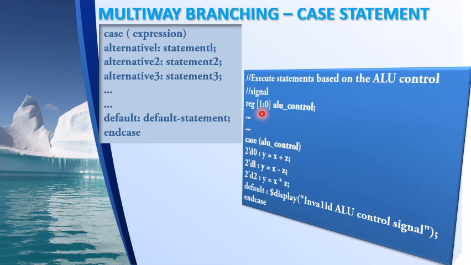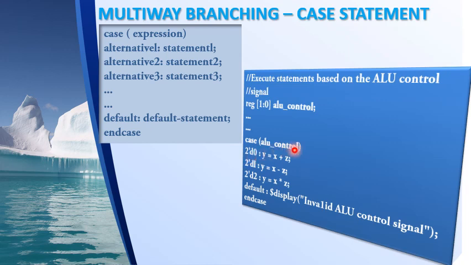That's why I have declared ALU control as a 2-bit vector. It's a register type data and it's a 2-bit vector, 1 down to 0, ALU control. Now I can check whether it is equal to 0 by specifying the constant in this format: 2 indicates that it consists of 2 bits, d means we are going to represent the data in decimal, then the value is 0.